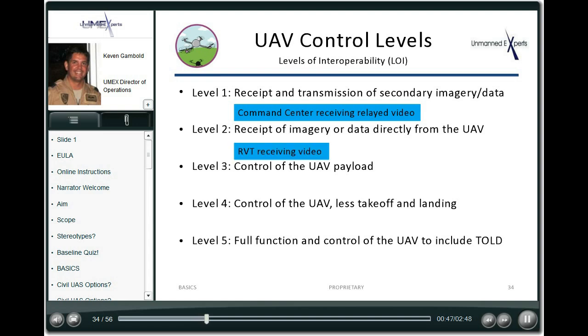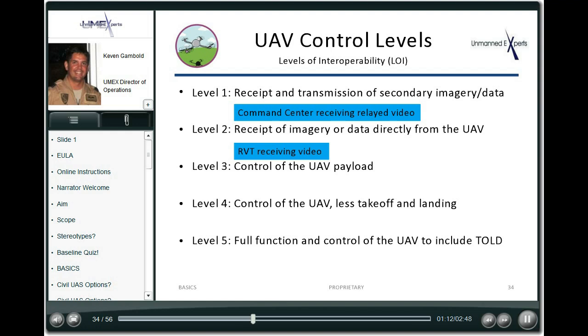Level 2, slightly different. It's a receipt of imagery or data directly from the UAV. And our example would be one of the soldiers holding those remote video terminals or rovers. And they're receiving the video, even in the ground control station, they're receiving it directly from the aircraft. But again, you don't have a say in what you see from that position.